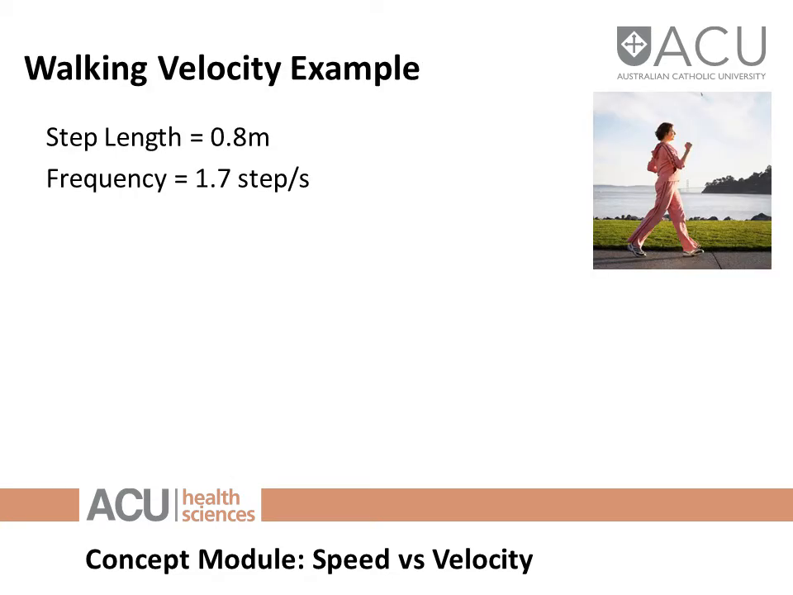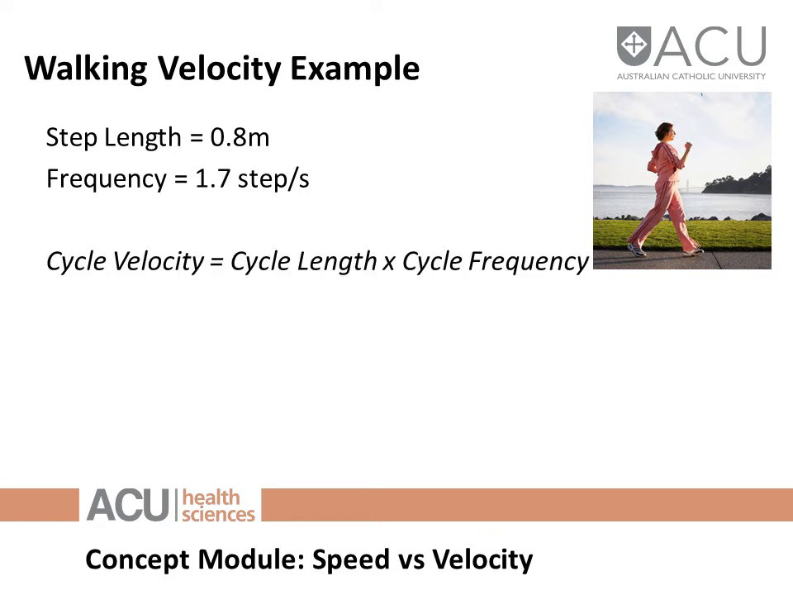If we go to an example now, we might be interested in what the walking velocity of our participant is when we know that their step length is 0.8 meters, so the cycle is their step in this case, and the frequency of steps is 1.7 steps per second. The velocity calculation is simply the length multiplied by the frequency, 0.8 multiplied by 1.7, and her walking velocity would be 1.36 meters per second.